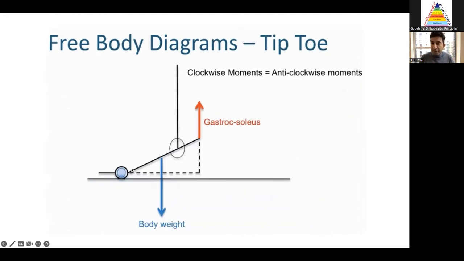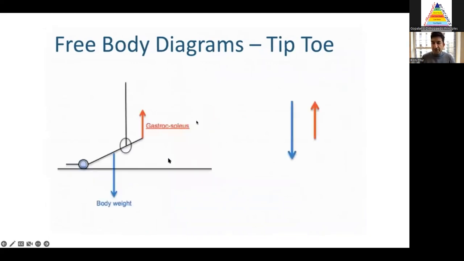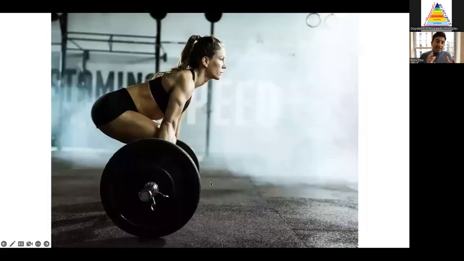Okay, we then draw in our lever arms. And remember, they have to act perpendicular to the center of rotation. And then again, clockwise moment equals anti-clockwise moment. So the joint reaction force is going to be that bit there, pushing up, essentially, because it's got to equal that.